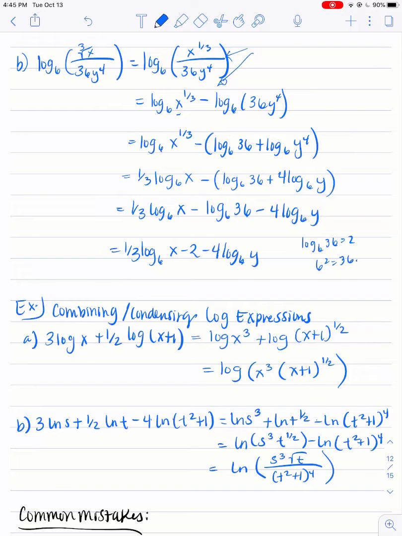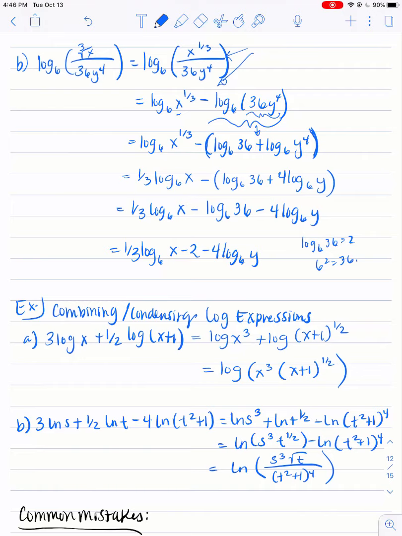Now I look at the inside. This is a power rule. This is a product rule. I have 36 times y to the 4th, so I can split this section using my product rule. So I'm going to have log base 6 of x to the 1/3 minus this whole thing. Make sure you're keeping your parentheses, because this minus is to the whole thing. Sometimes you guys don't add the parentheses and just think the negative belongs to log base 6 of 36. Make sure it belongs to everything though. So we have log base 6 of 36 plus log base 6 of y to the 4th.